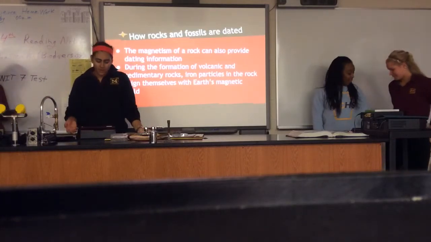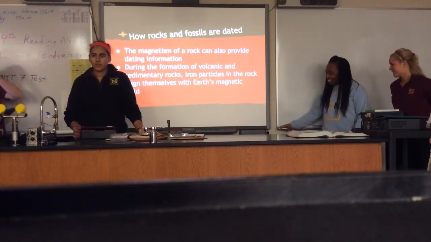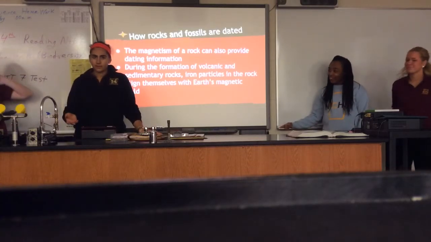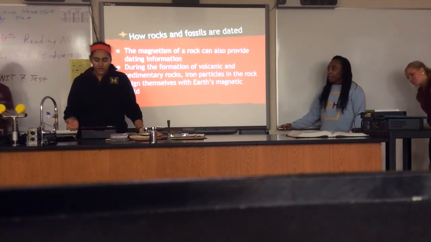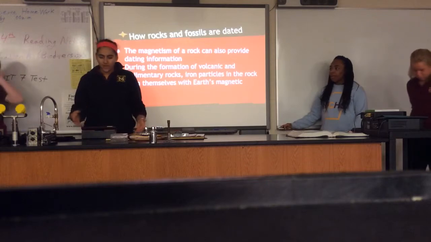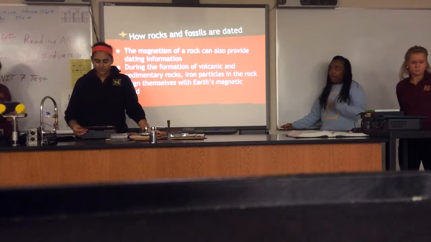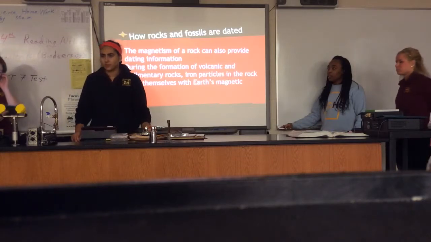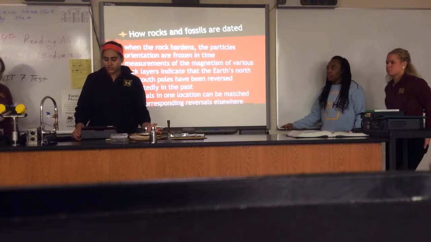Yesterday we left off talking about how a lot of times fossils are dated by measuring radioactive isotopes within the fossil itself. Another way that geologists try to find the date of a fossil is through the magnetism of a rock. During the formation of volcanic and sedimentary rock, iron particles in the rock align themselves with Earth's magnetic field. When these rocks harden, the orientation of these particles is frozen in time.